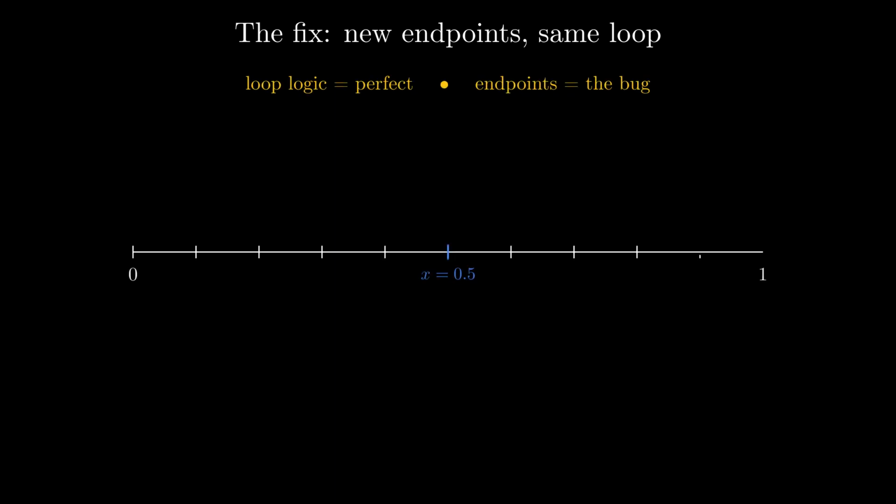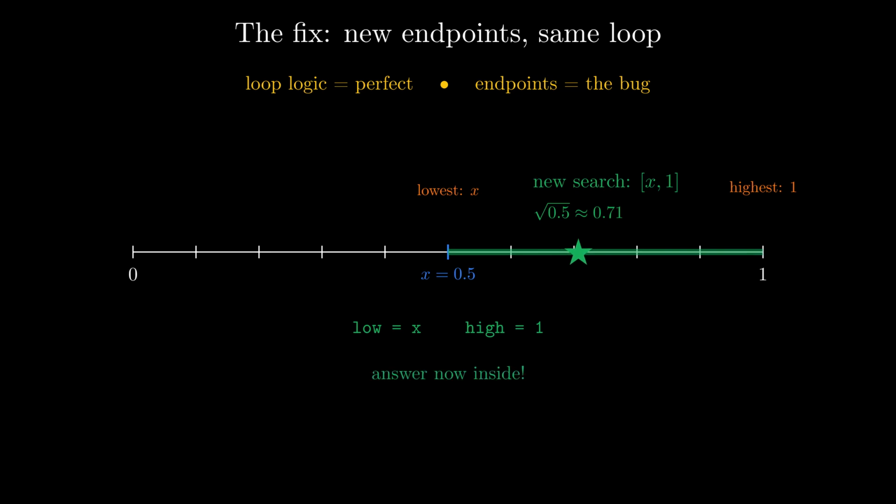So how do we fix it? The loop logic is perfect. The bug is only where we start and end. For x between 0 and 1, the answer lies somewhere above x. The lowest it could be is x itself, and the highest it could be is 1, because the square root of any fraction below 1 is still below 1. So set low to x and high to 1. Same code, new endpoints, and the search now brackets the answer.